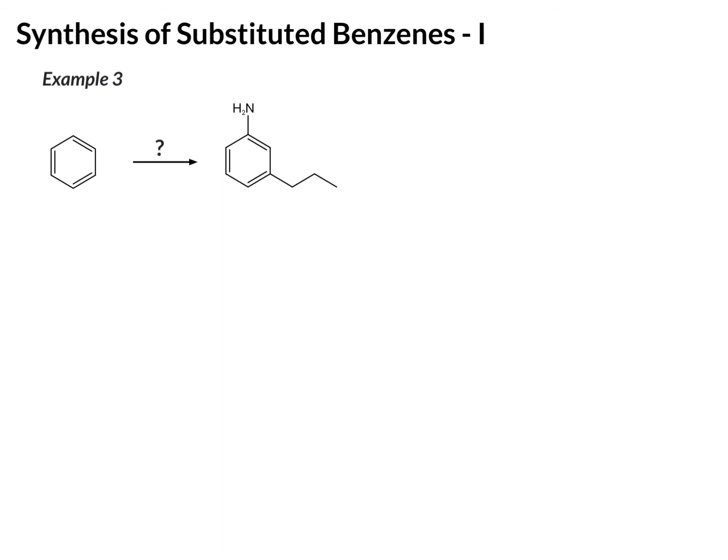In this problem, we're trying to synthesize a di-substituted benzene. We have an amino group on the ring and a propyl group on the ring. So there's a couple of things that should immediately pop out at you. First is the fact that we don't have a way to directly put an NH2 on the ring. What we can do is put this on as a nitro group and then reduce.